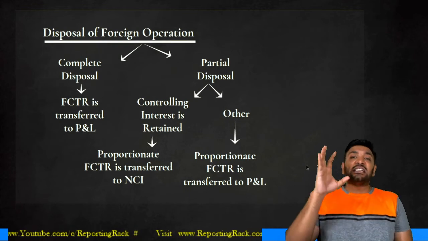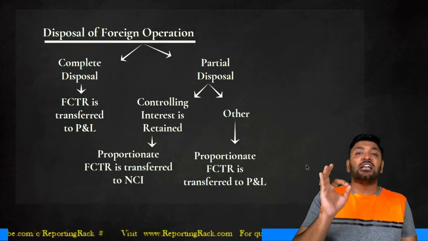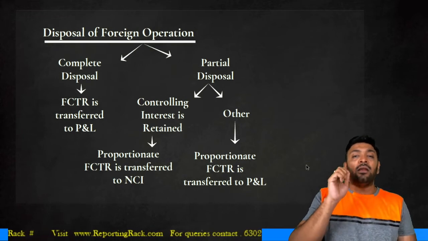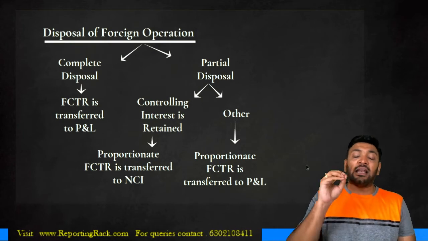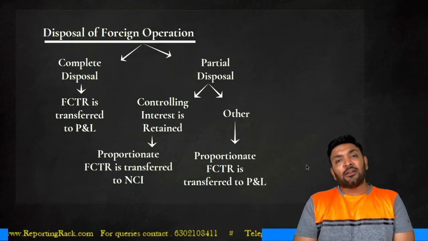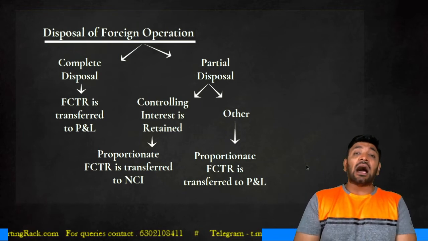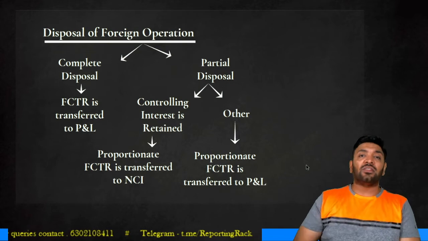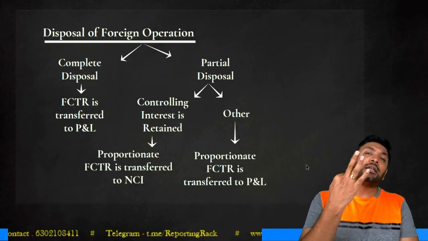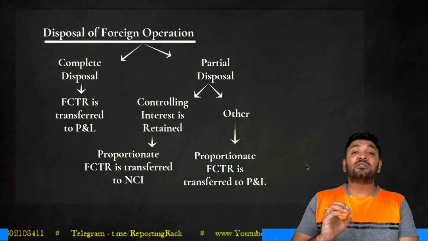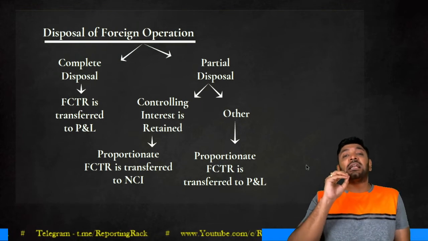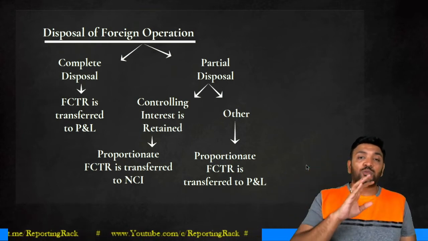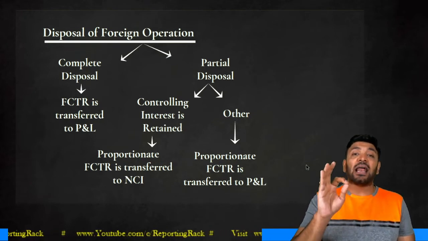So I'm saying whatever FCTR has already been accumulated so far, on the date of partial disposal, if the controlling interest in the subsidiary is still retained, proportionate FCTR, that is 20 by 80 in the case of disposal of only 20%, should be transferred to non-controlling interest. If I did a partial disposal in such a way that I don't have controlling interest anymore, I had 80% interest earlier, today I have sold 50% of the interest in the subsidiary, so my shareholding has come down to only 30%. So no longer controlling interest. In such cases, proportionate FCTR should be transferred to P&L. That means total FCTR into 50 by 80 should be transferred to the credit or debit of P&L depending upon what is the balance in FCTR.